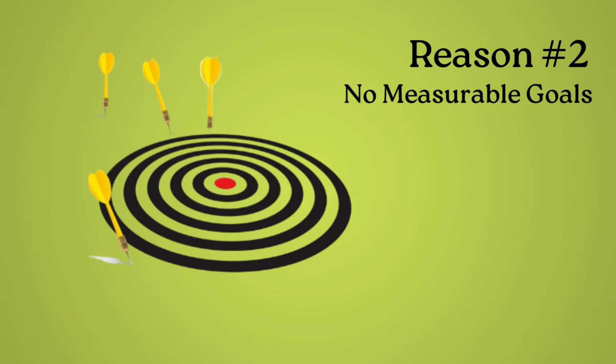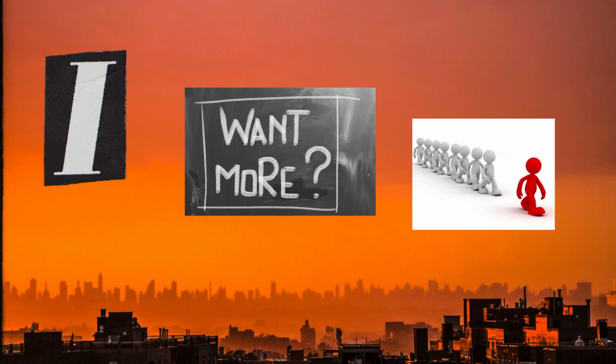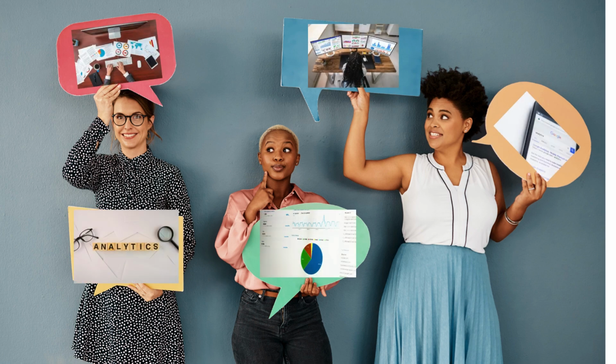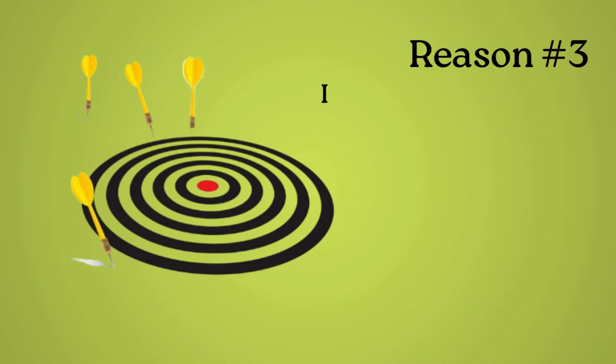Reason number 2, you're not setting measurable goals. Saying, I want more followers is vague. Saying, I want 500 new followers in 30 days is measurable, and it lets you track what's working and what's not. Without clear goals, you're basically throwing spaghetti at the wall and hoping something sticks.